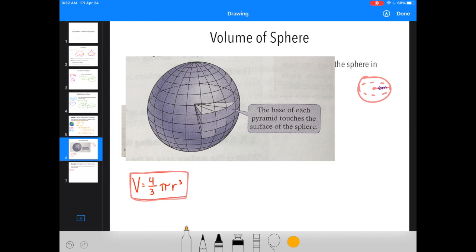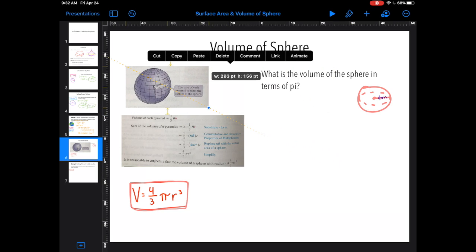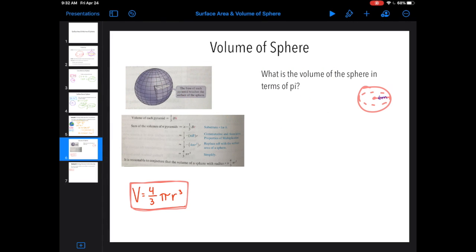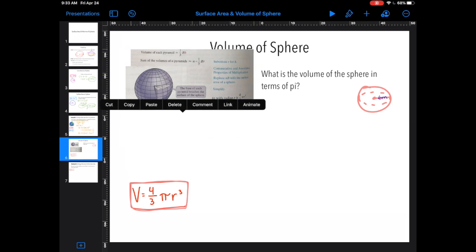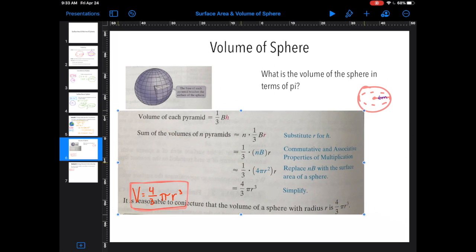So when we find the volume of the sphere, technically we are finding the volume of each of those little pyramids. So technically we could find the volume of one pyramid and multiply that by the number of pyramids that are present. So that's where this equation comes from, okay? While also using the surface area equation. I'm going to make this bigger so we can talk about it for a second.